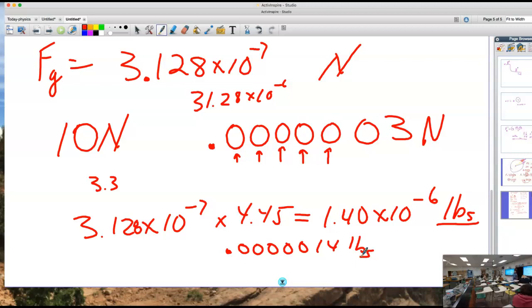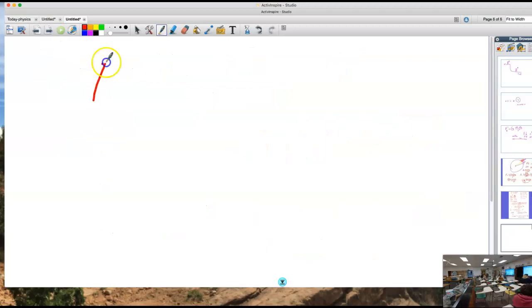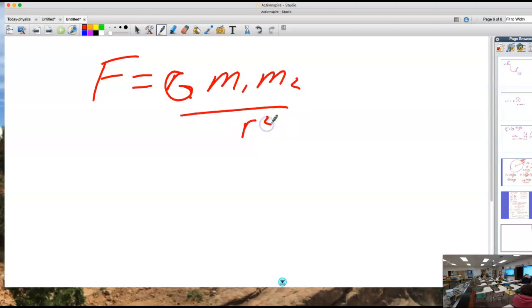So there's our calculation. Was that hard? Not really. That seems pretty easy, but what else could I ask? Let's go to a new page. Let's look at our formula: G M1 M2 over R squared. We asked, what's the force, right? What else could I ask using this formula?